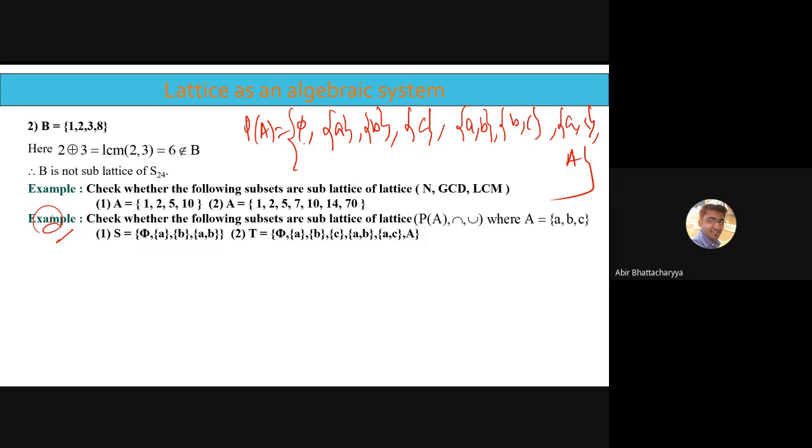Now S and T are given to you. Again, I'm giving you 2 to 3 minutes of time. Check S and T, which one is a sublattice and which one is not. Write down your answer in the chat box quickly.